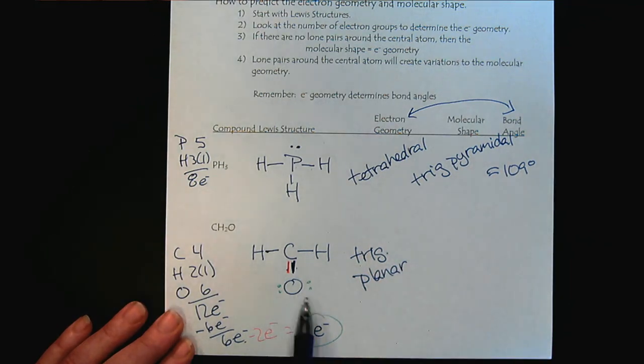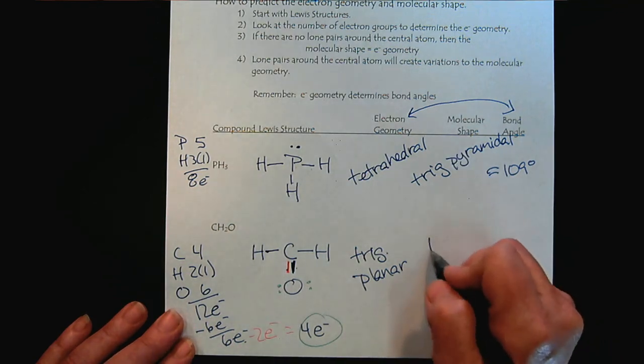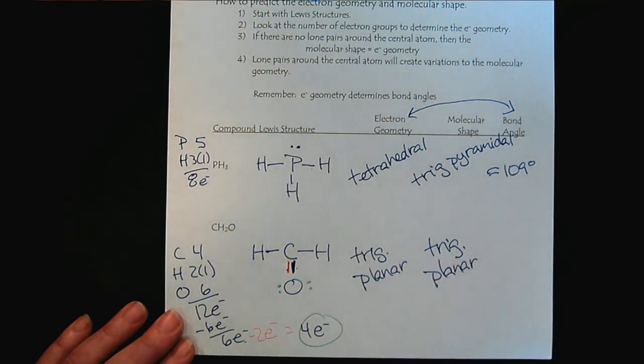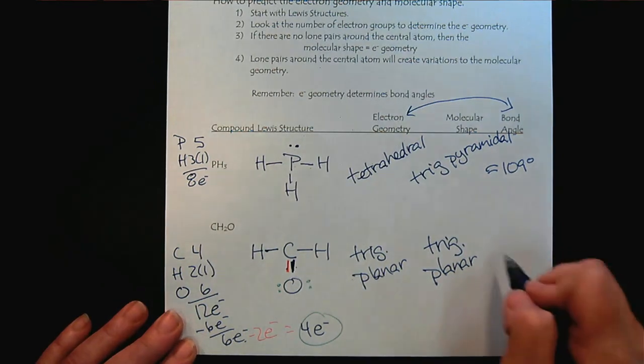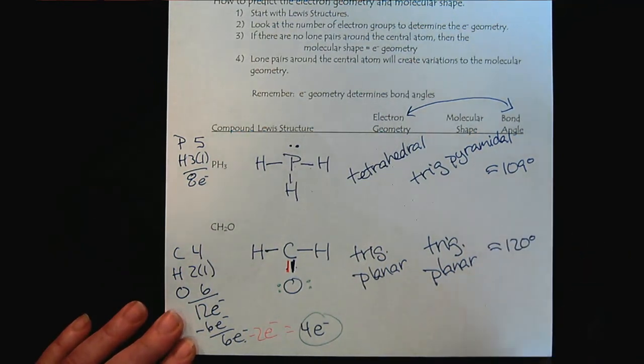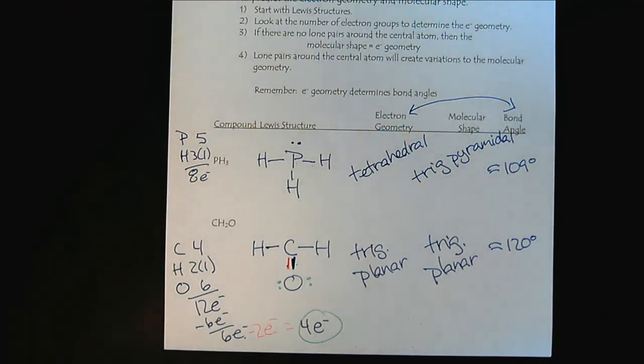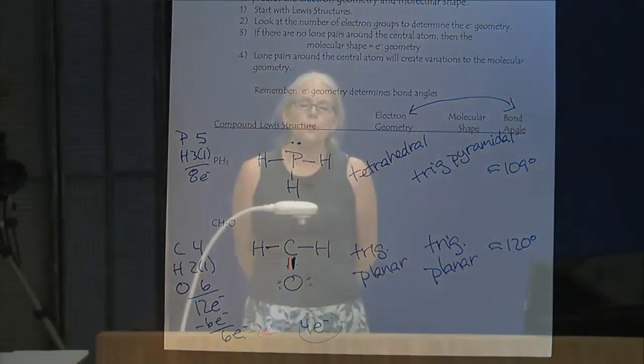Now there are lone pairs in this compound, but they are not on the central atom. Anytime the central atom has all bonds and no lone pairs, we know that the molecular shape is identical to the electron geometry. And the bond angles for trigonal planar are about 120 degrees. So that concludes the overview of determining electron geometry and molecular shape from Lewis structures. Please take some time now to reinforce your understanding with some practice problems.